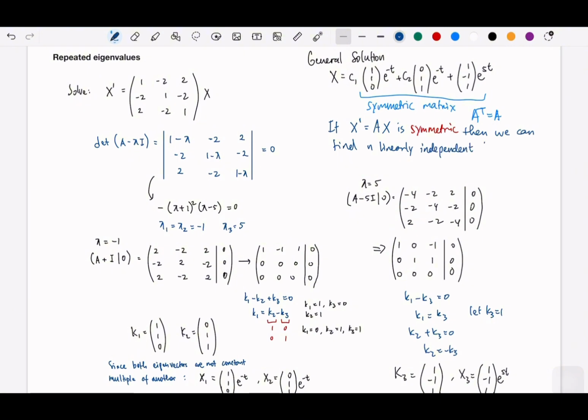Let me just write K. So you can always find K, K1, K2, K3, as long as you can find that the differential equation is symmetric. But this is like a special kind of matrix that's unique.